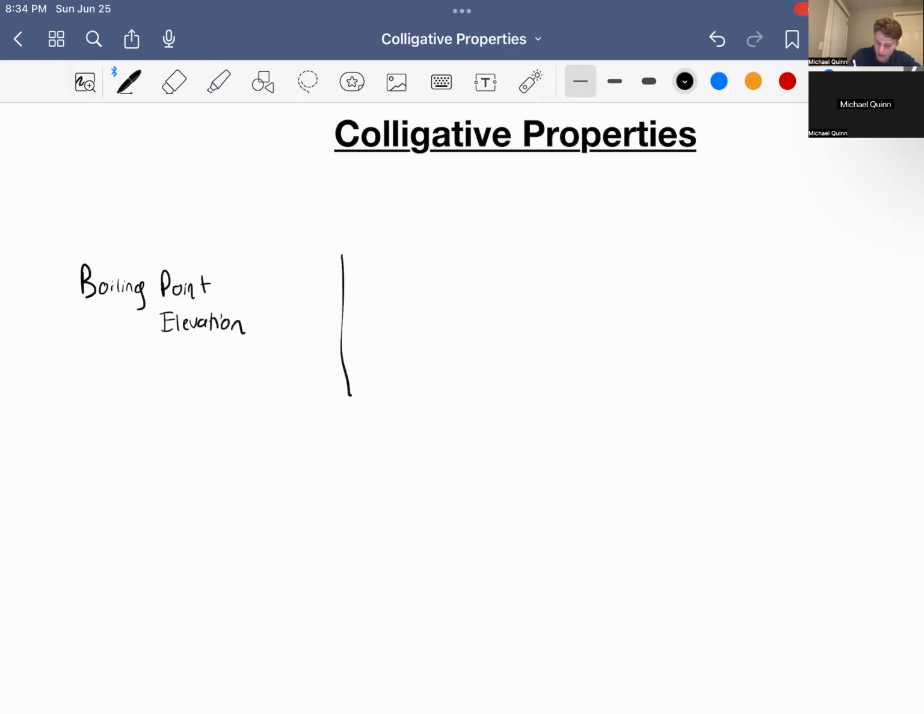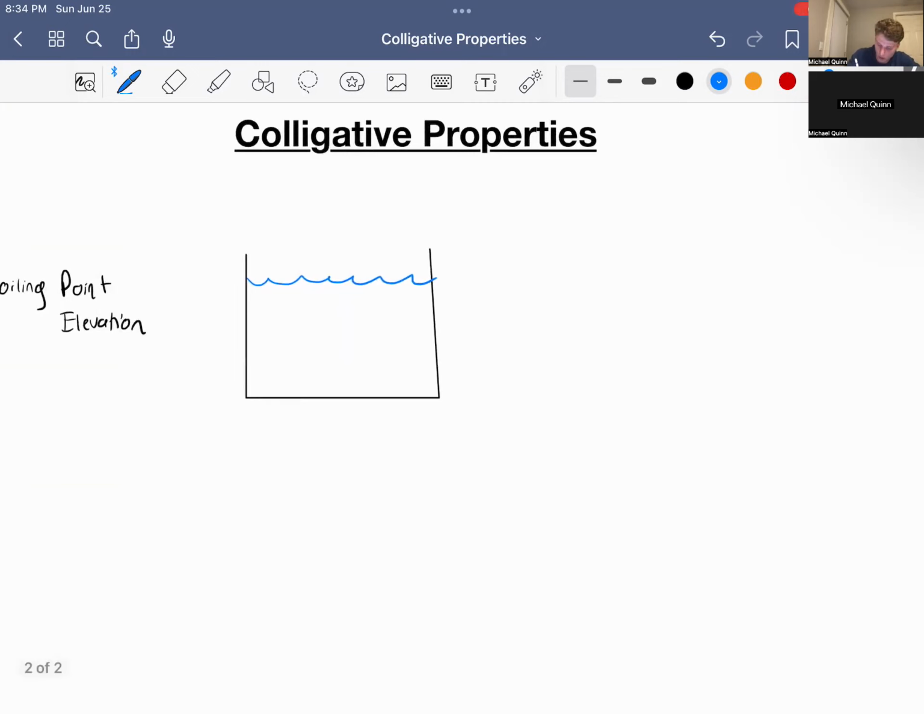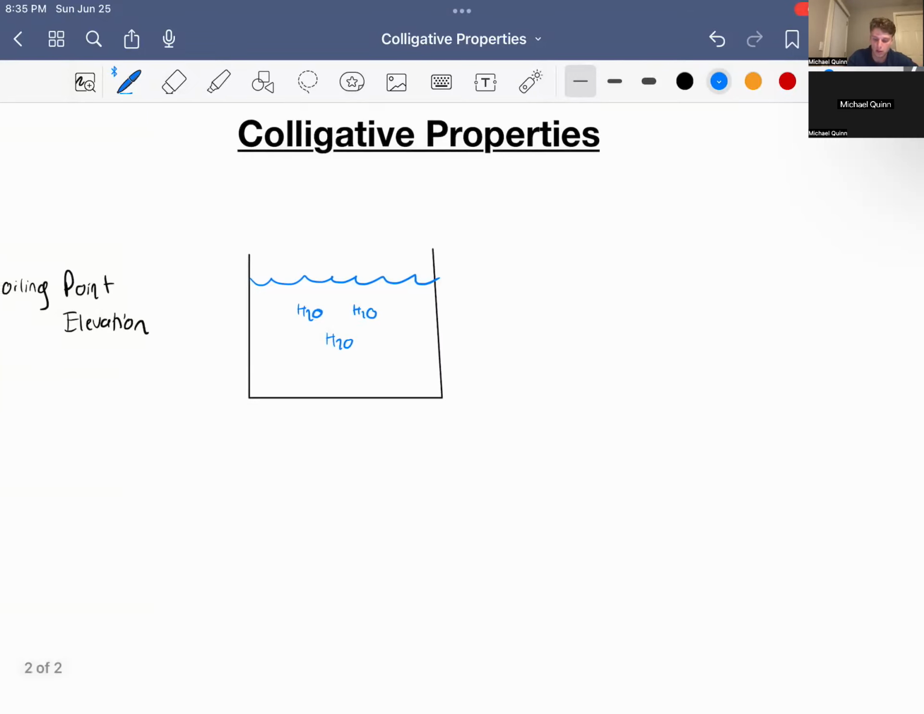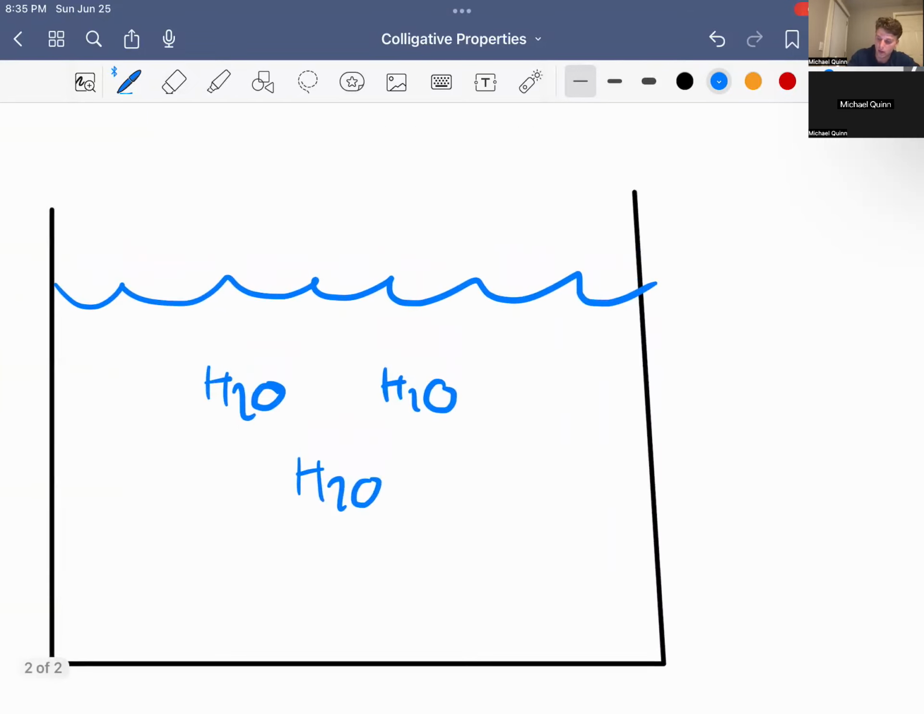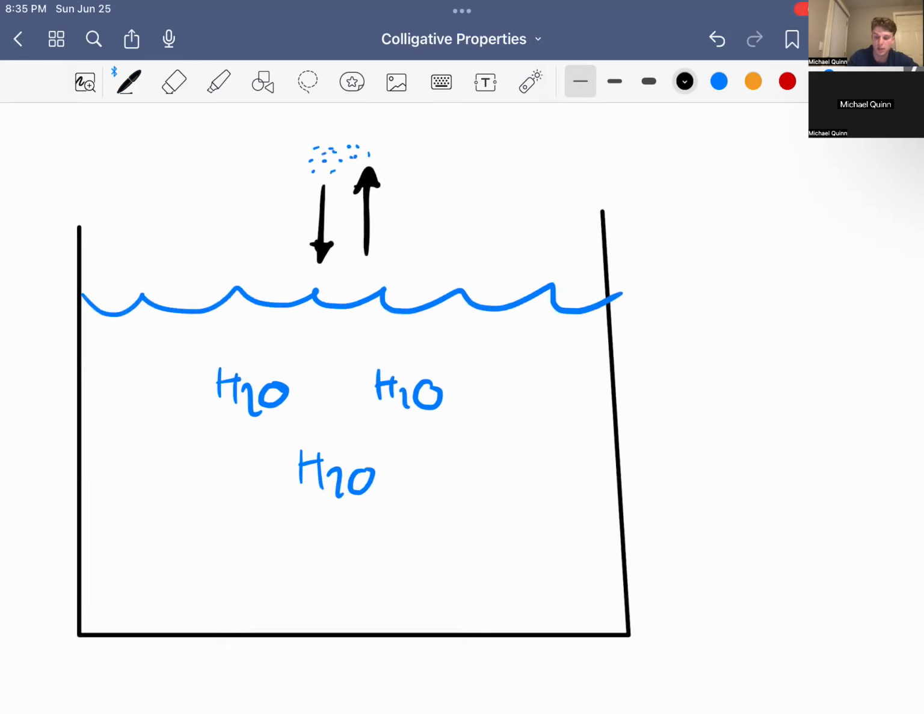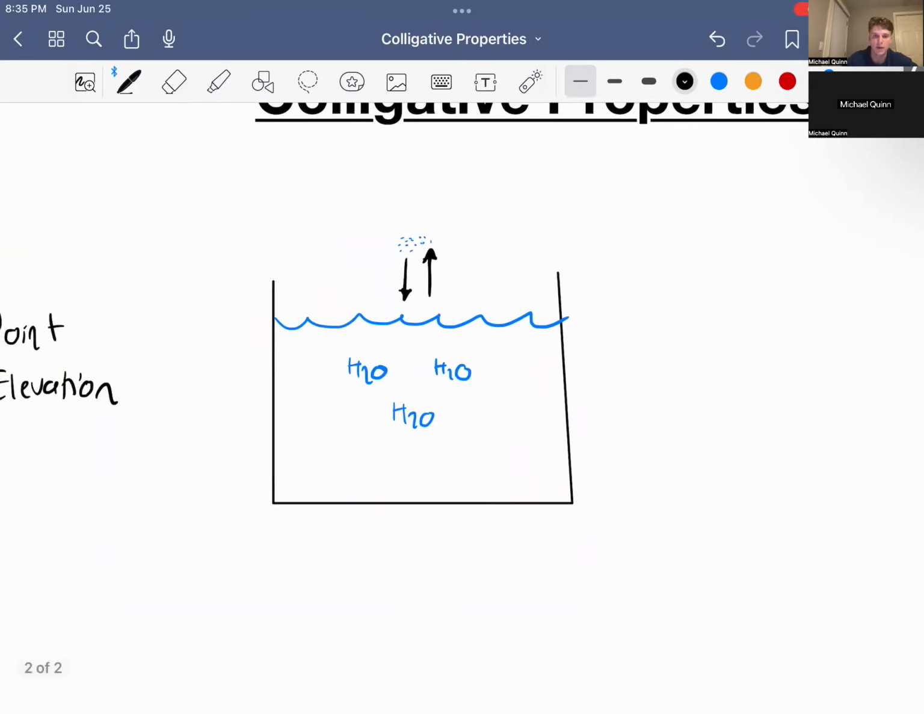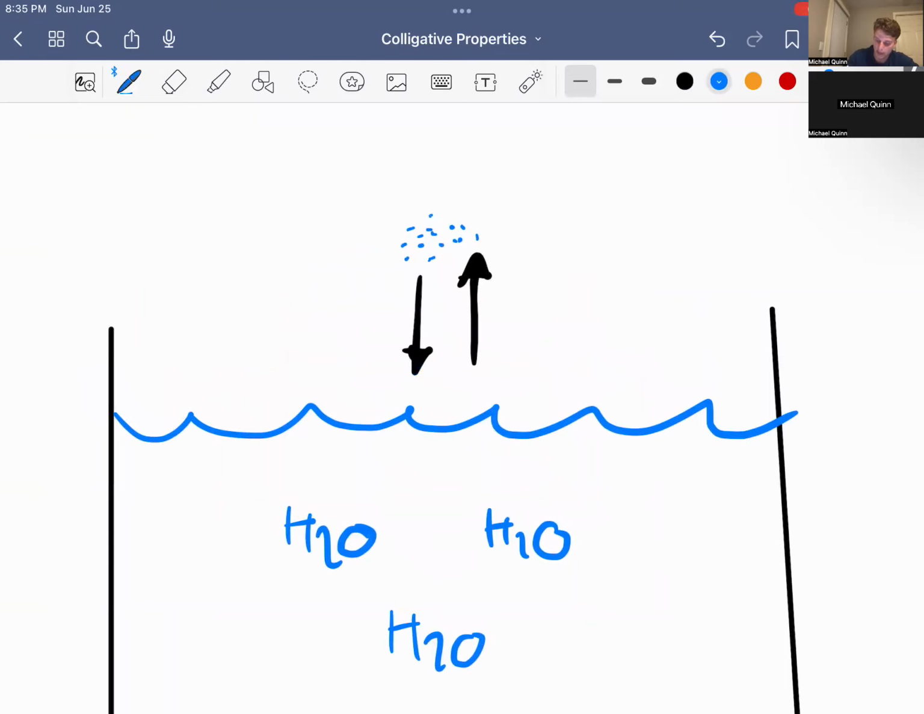So if we have a beaker of water, and these water molecules, like we have covered in a bunch of the other videos, want to start evaporating. And again, this is a pure solvent. We will see some water molecules start to evaporate and make some gas, and then some will start to condense. Equilibrium will be established, and we will have an equilibrium vapor pressure for water, right?